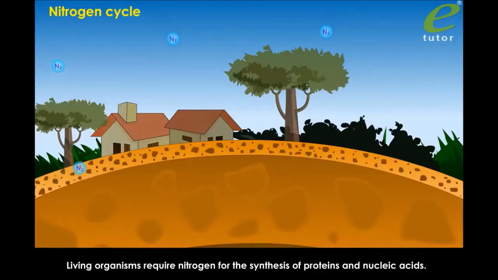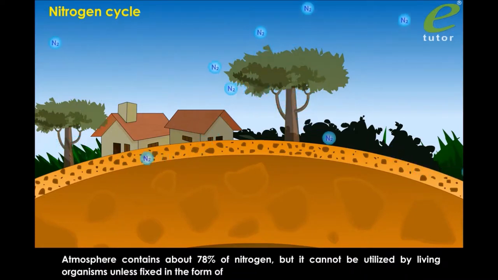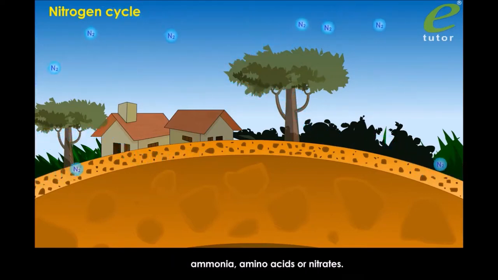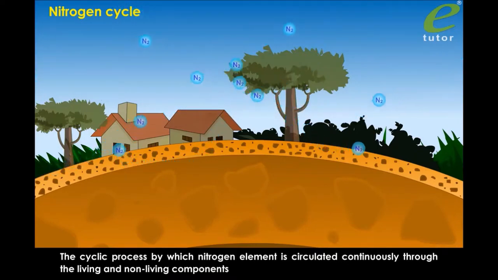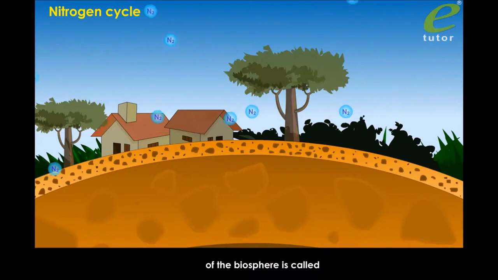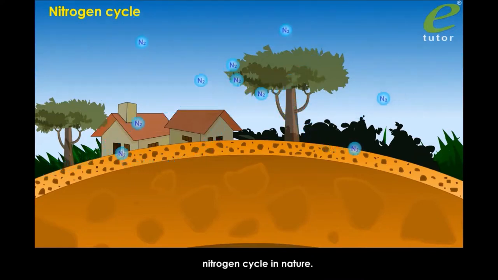Nitrogen cycle. Living organisms require nitrogen for the synthesis of proteins and nucleic acids. Atmosphere contains about 78% of nitrogen, but it cannot be utilized by living organisms unless fixed in the form of ammonia, amino acids or nitrates. The cyclic process by which nitrogen element is circulated continuously through the living and non-living components of the biosphere is called nitrogen cycle in nature.